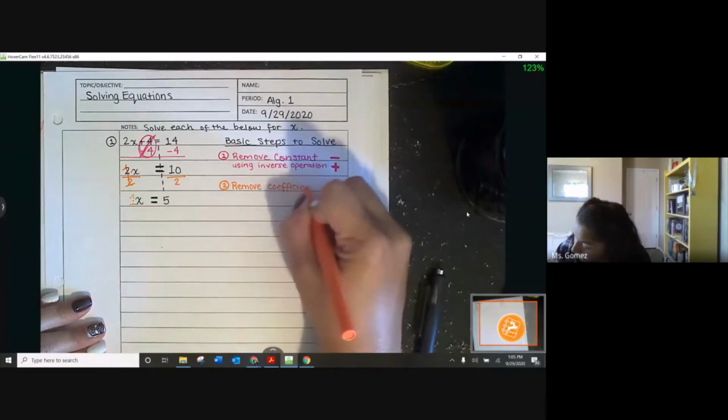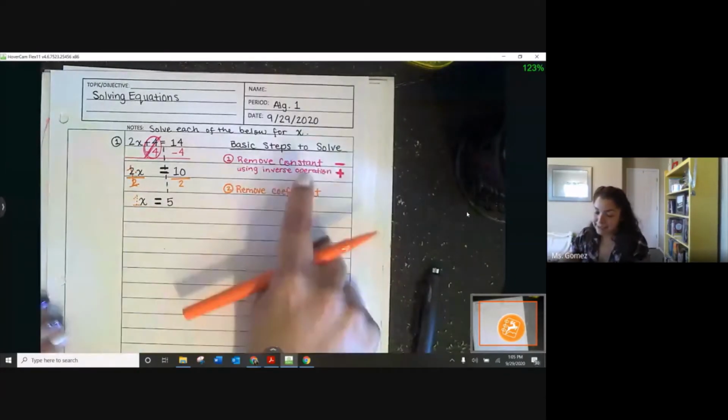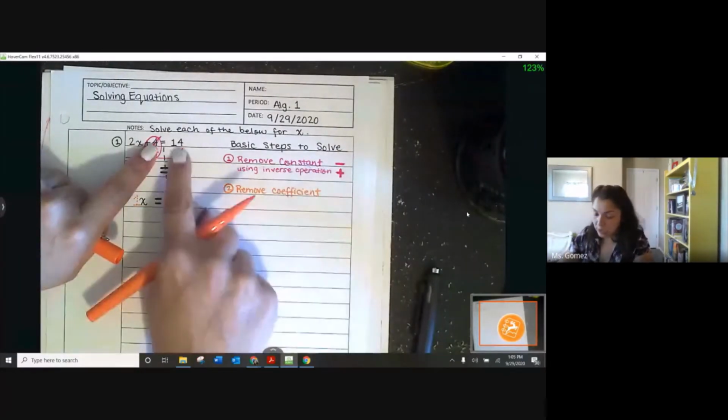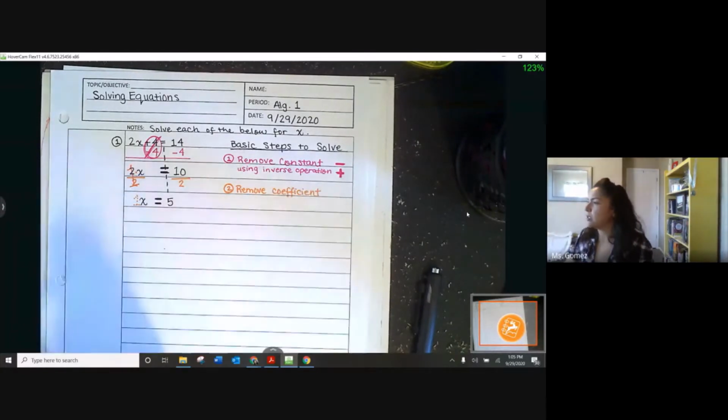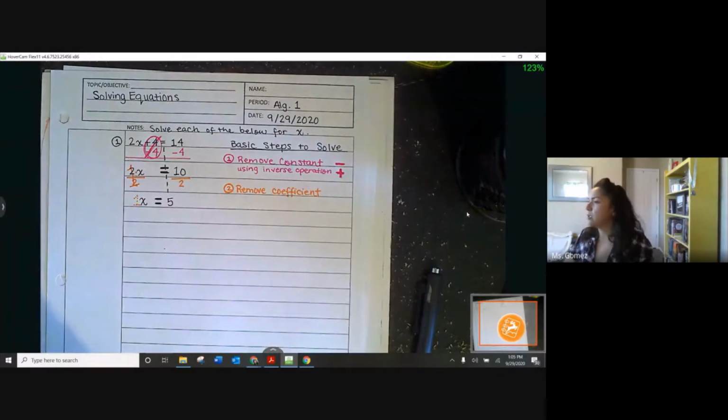So if a constant is a number, like both of these are constants, they're numbers by themselves. What do you think a coefficient is? I have no idea what a coefficient is. Who's with me? No clue. Really? Everyone knows, but they're silent? I think that's a lie.